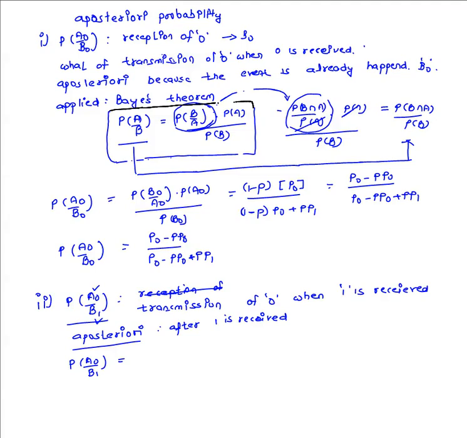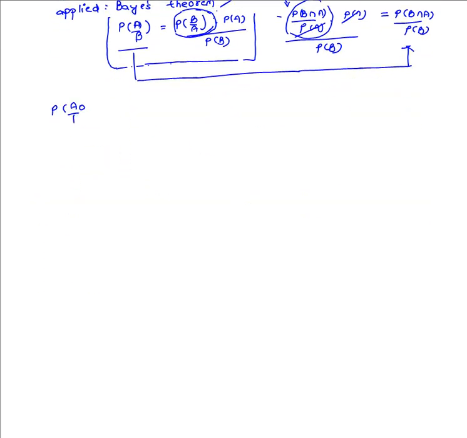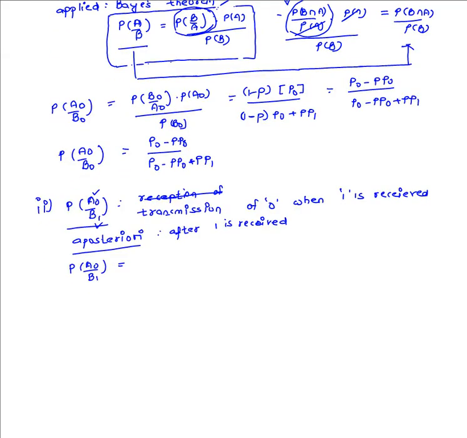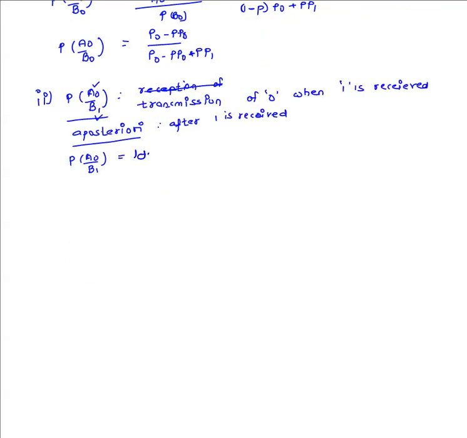So now let us calculate P of A0 divided by B1, the second a posteriori probability. Let's apply the Bayes theorem, or we may simply say Bayes expression: the expression of one conditional probability in terms of the reverse conditional probability. So applying the Bayes theorem, we simply get P of B1 divided by A0 into P of A0, whole divided by P of B1.